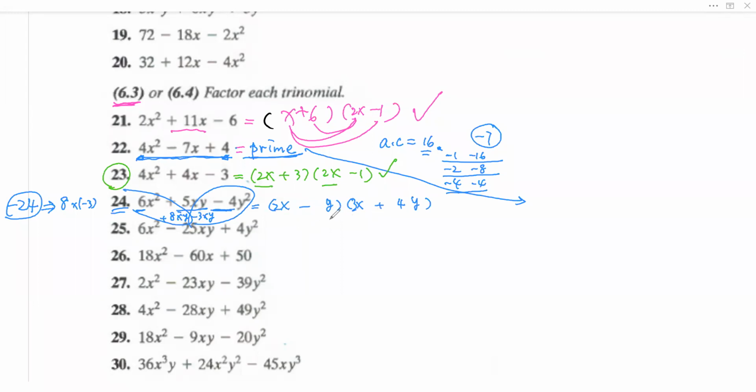So let's double check this one. 6x squared, right? Here is positive 8xy, negative 3xy. So you got a 5xy, right? And the last finally will be negative 4y squared. So this is the answer. Okay. Right.